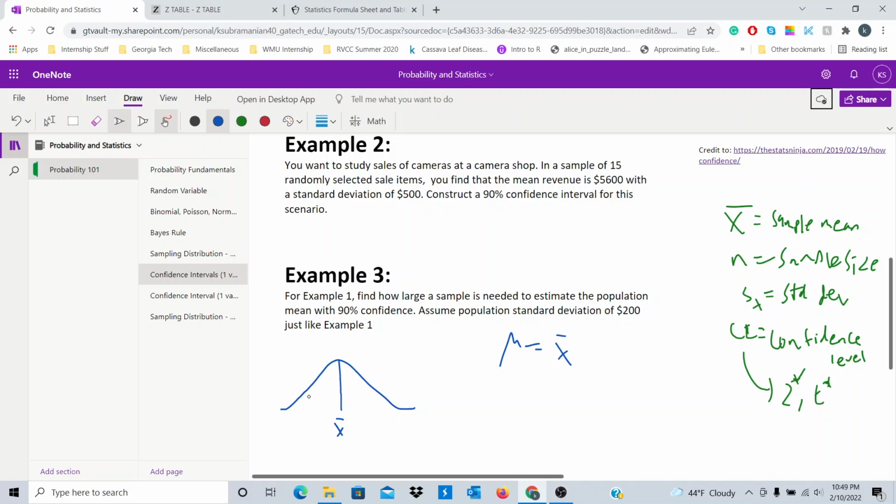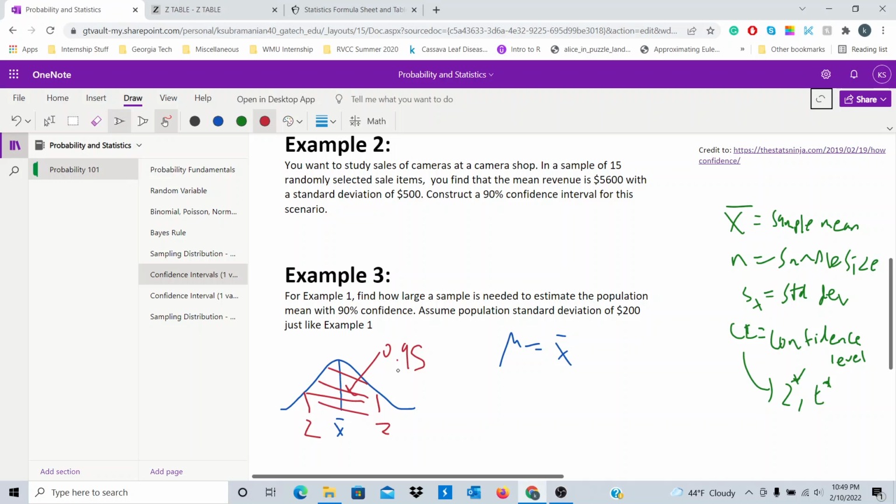So if we have a 95% confidence level, what that means is the area right here is 0.95. So this red area is actually going to be 0.95. And since we have a normal distribution, we should be able to find this z-score here, and we can find the z-score easily.